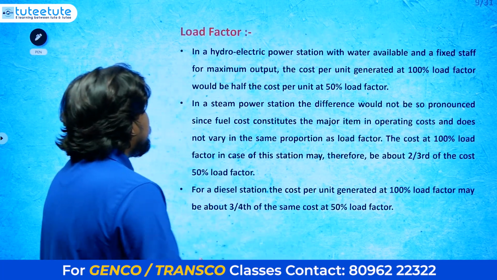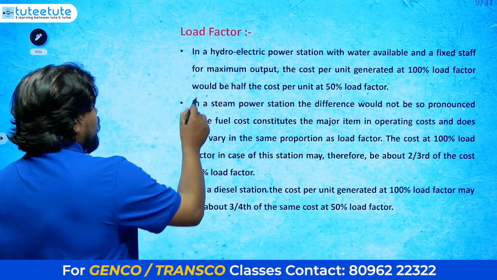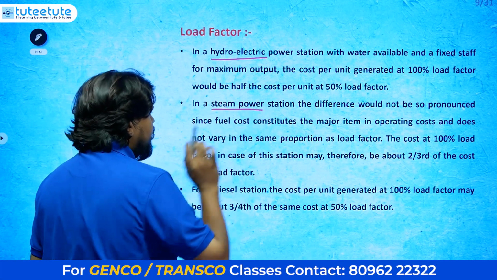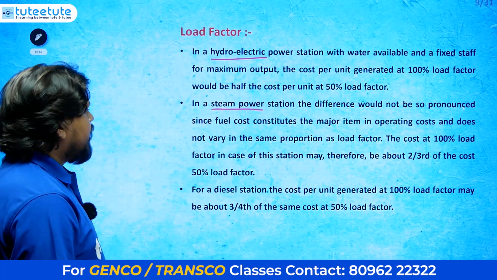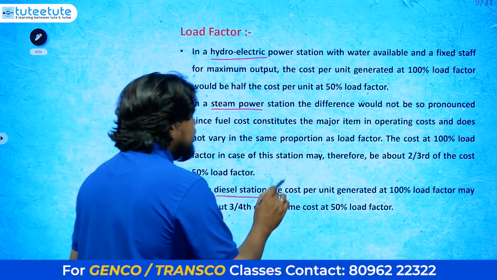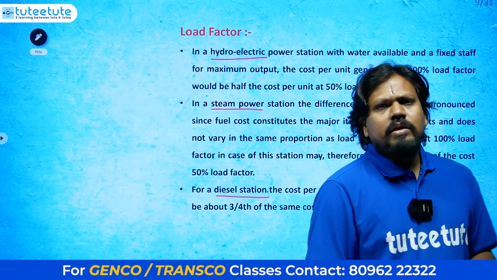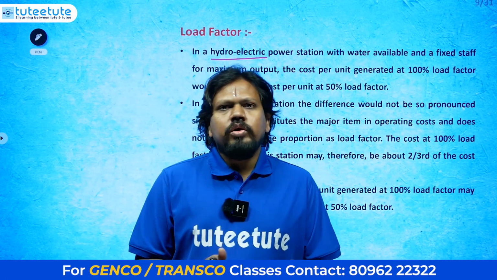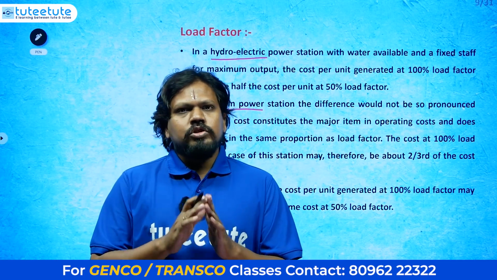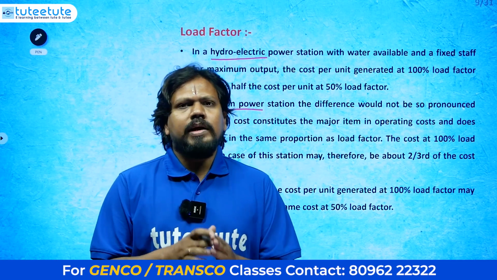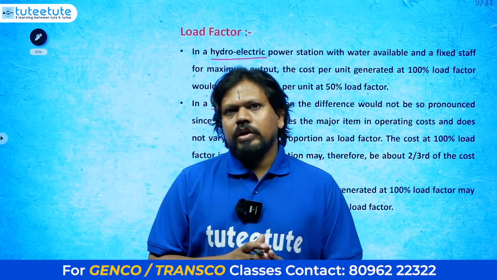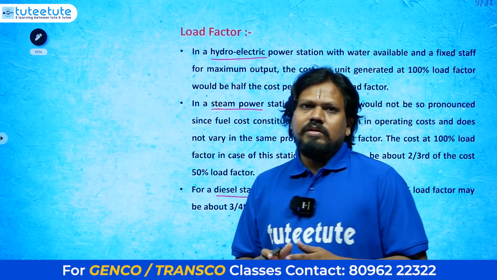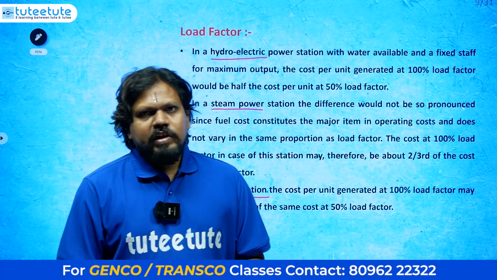The first thing is the load factor. Here I have given one point for the hydroelectric power plant. Next we will compare with the steam power plant, and then the diesel power plant. Why do we need to understand these three? In a hydroelectric power plant there is no fuel input, so the input cost is almost zero. We only need to pay maintenance cost. Water we get free of cost, we are not paying anybody, so the input cost is very low.